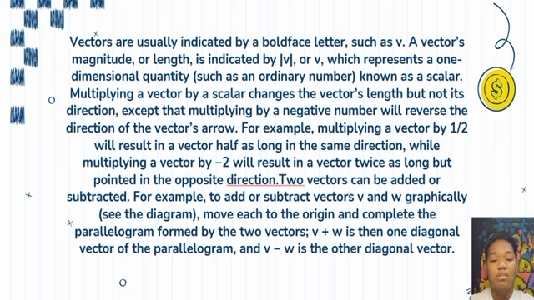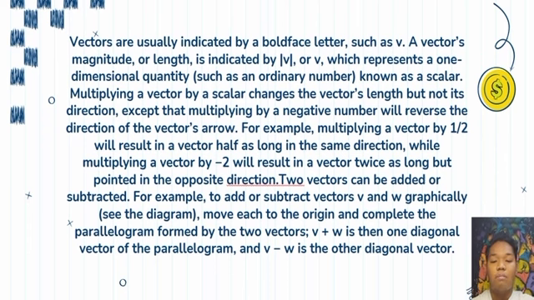A vector's magnitude or length is indicated by |V|, which represents a one-dimensional quantity, such as an ordinary number, known as a scalar. Multiplying a vector by a scalar changes the vector's length, but not its direction, except that multiplying by a negative number will reverse the direction of the vector's arrow.